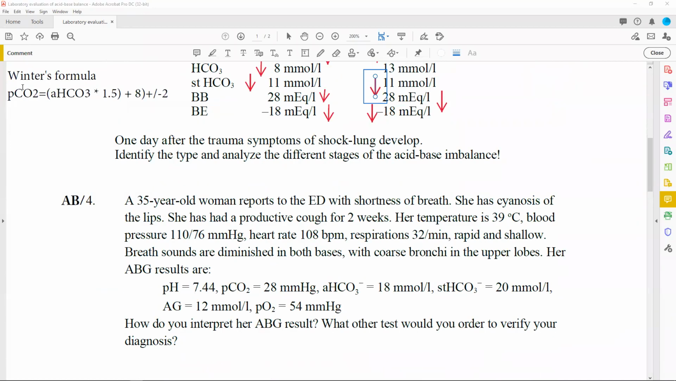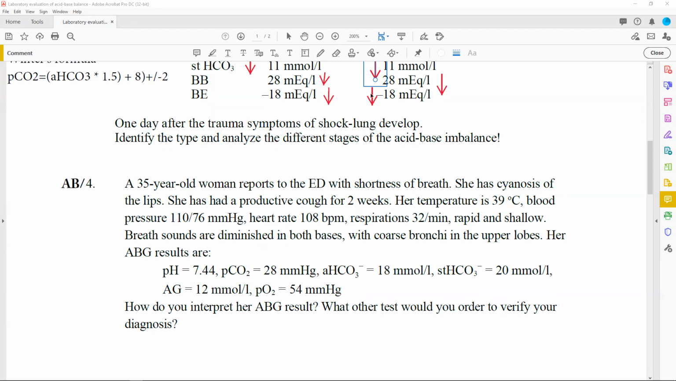Okay. Let's see. Wow. Okay. Now let's see. Okay. Now we do have a 35-year-old woman. Now let's see.